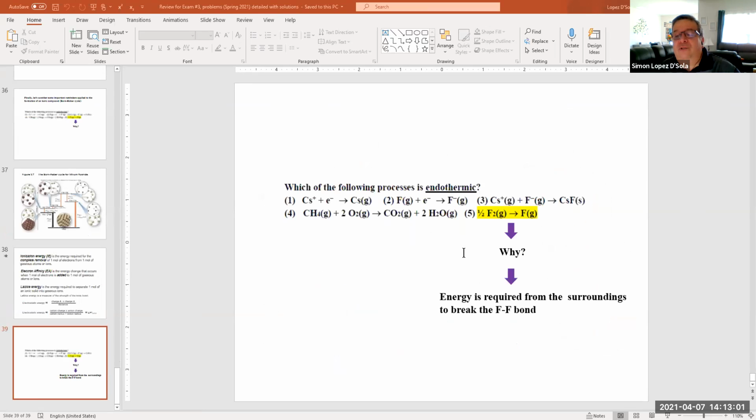So as a conclusion, in this case, the process is endothermic to break the bonding between the two fluorines. And in that case, energy is required from the surroundings. So you have the molecule tied in this way, and the surroundings must supply energy, and that energy will be absorbed in order to break the two fluorines and separate the atoms. So energy is required from the surroundings to break the fluorine-fluorine bond.